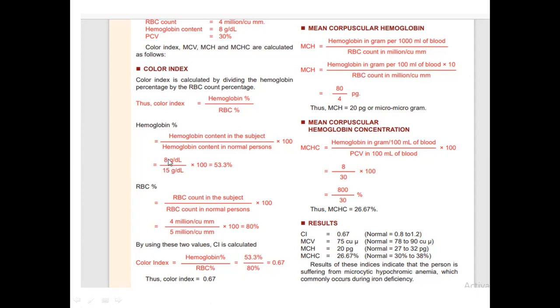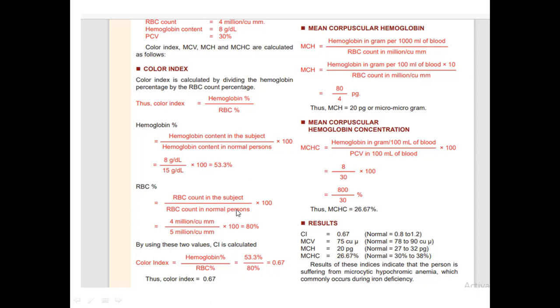So we take the patient's own value, divide by the normal value that he should have if you were a normal adult, if everything was normal, multiply that by 100, you get 3.3%. Now we need to find the red blood cell percent. To find red blood cell percent, you take the red blood cell count in the patient, divide by the red blood cell count in a normal person.